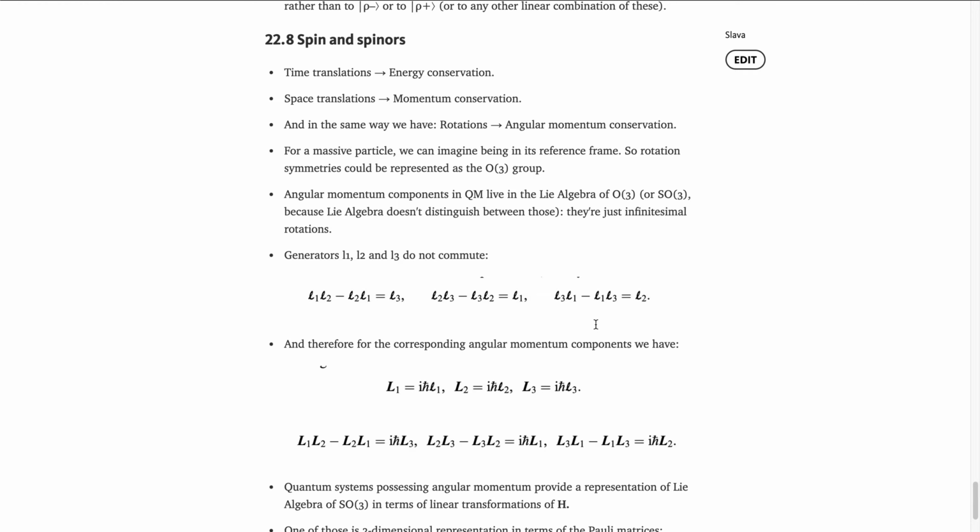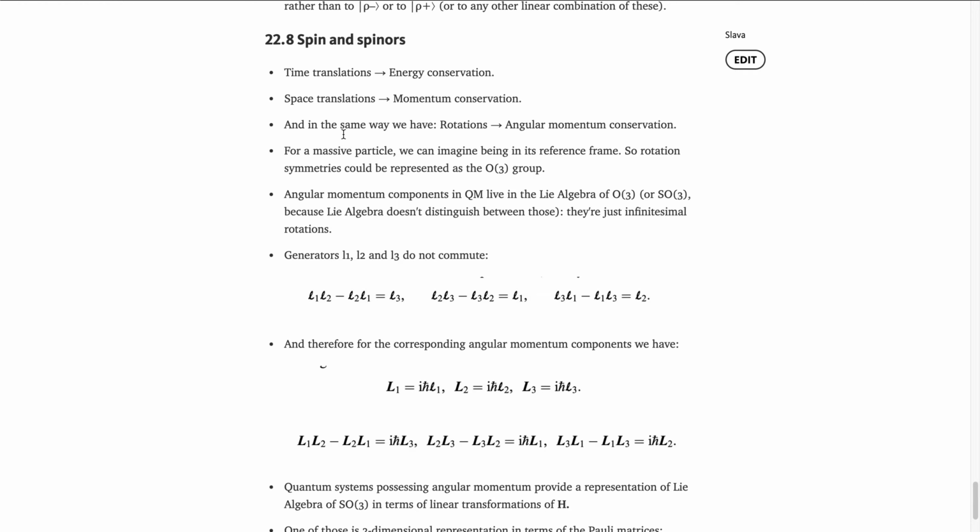Okay, so let's continue and talk a little bit more about spin. Maybe add something more confusing to that matter. The next subchapter starts by reminding us that in previous chapters we've seen that time translations give us energy conservation, and space translations give us momentum conservation. In the same way, rotations give us angular momentum conservation.